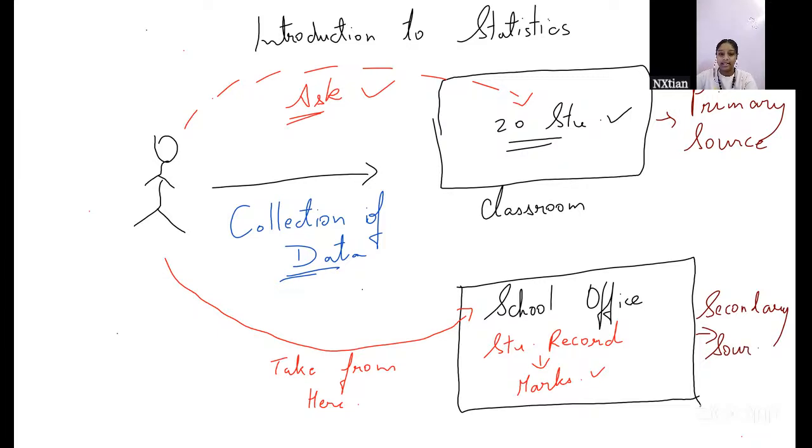Okay. So in data collection, we have two sources. We have primary source, and we have secondary source. Now, the data which is original and collected personally is known as primary source. And the data which we take from recorded information, not directly from the source, but from the records of the source, that is known as secondary source of data.